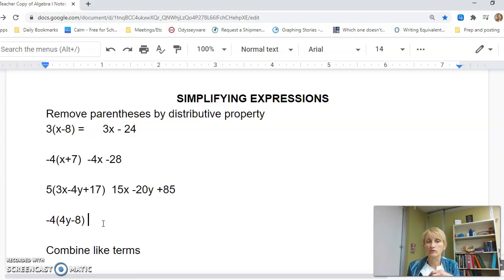So now negative 4 times 4y, negative 16y, and then be careful here, it's negative 4 times negative 8. So think of that subtraction sign being kind of stuck to that 8 so that it's negative 8. So that actually makes plus 32 because the two negatives make a positive. So those are some examples of how you're going to use distributive property.